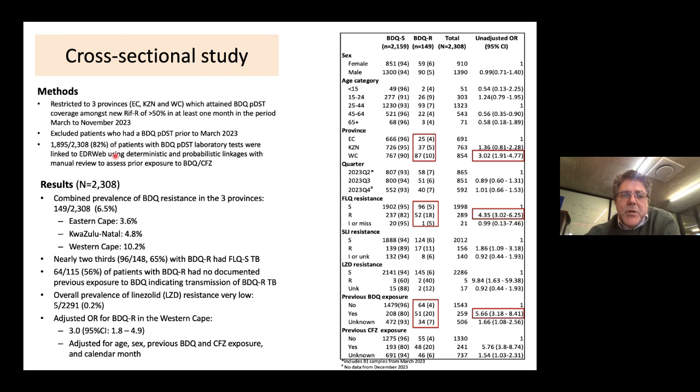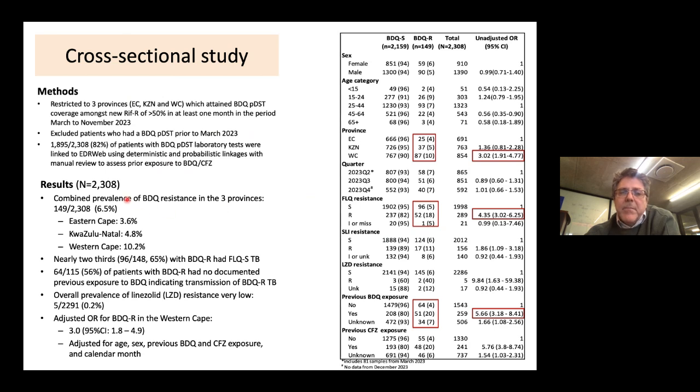And overall, of the 2,300 patients with a bedaquiline PDST, we were able to link 82%, nearly 1,900 of them, to an EDR web record containing information on exposures and treatment. So overall, in this cross-sectional study, in these 3 provinces, we restricted to 2,308 individuals, and we started finding some interesting things.